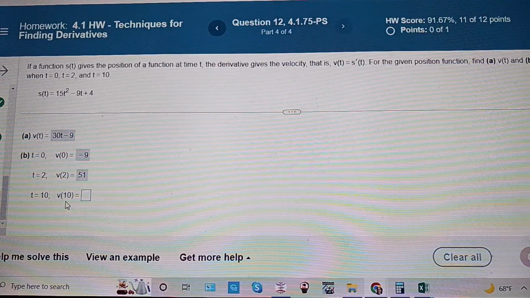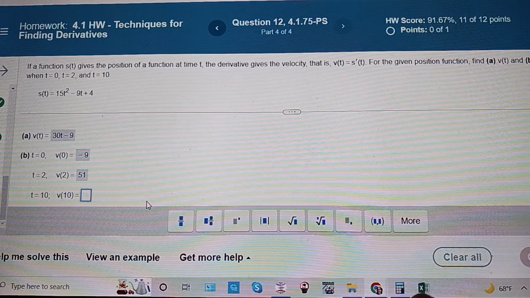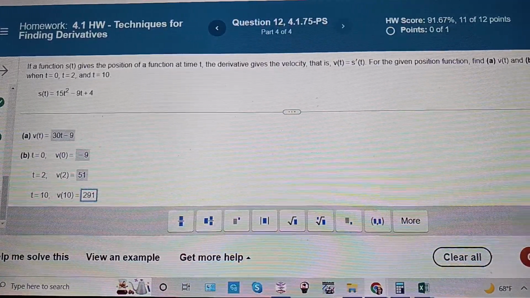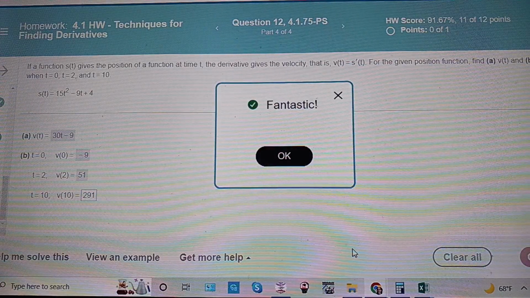10 seconds later, the velocity, 30 times 10 is 300. 300 minus 9 is 291. So this thing's speeding up fast. This is not just a ball that was dropped.